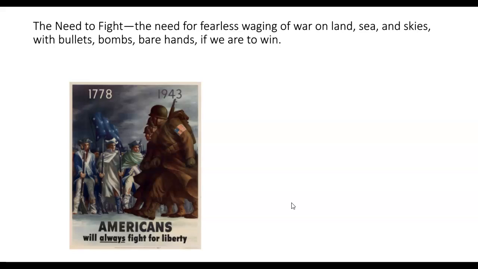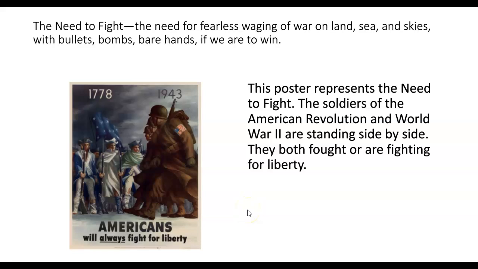The third theme is the need to fight, the need for fearless waging of war on land, sea, and skies. We have to get soldiers out there on the battlefield, and we need to fight against the Nazis and the Japanese. Here we have a poster: in 1778, you see the patriots of the American Revolution, and now in 1943, soldiers marching off to war. Americans will always fight for liberty. This poster represents the need to fight. The soldiers of the American Revolution and World War II are standing side by side. They both fought or are fighting for liberty. Again, the evidence in the document is used to support your claim and your reasoning.